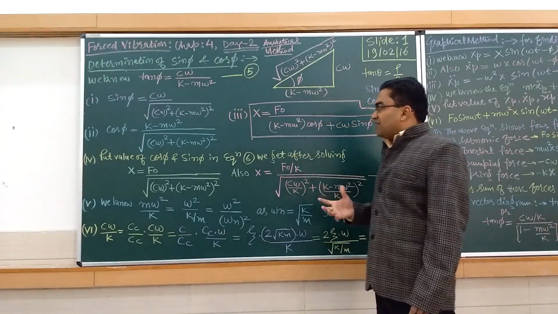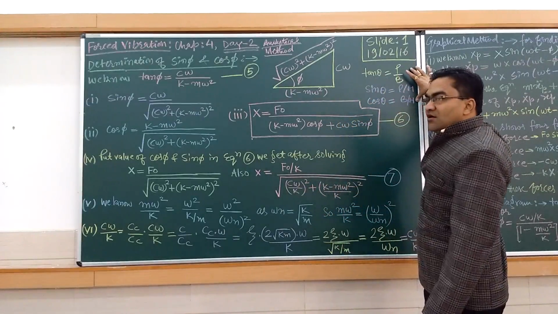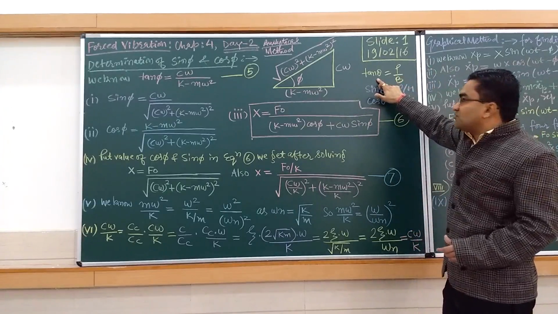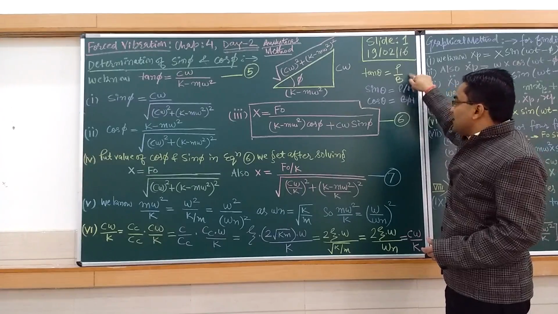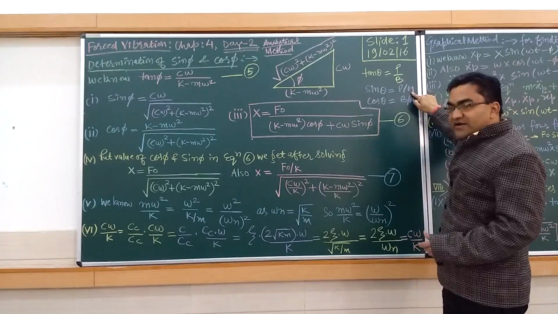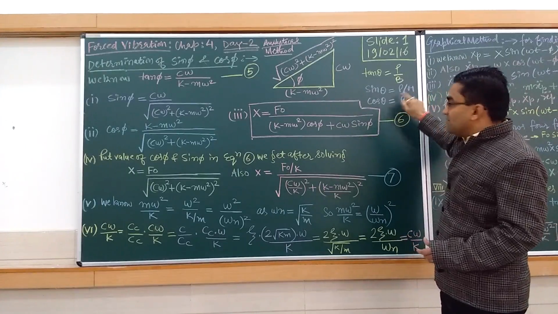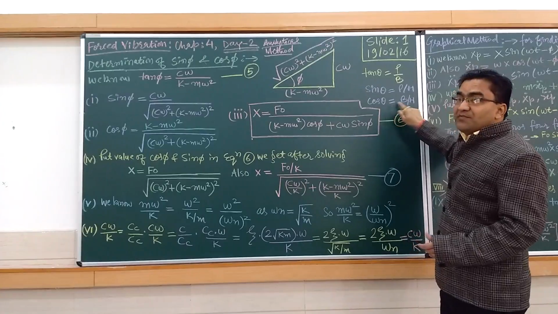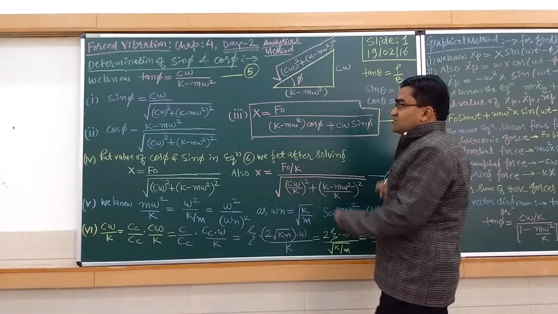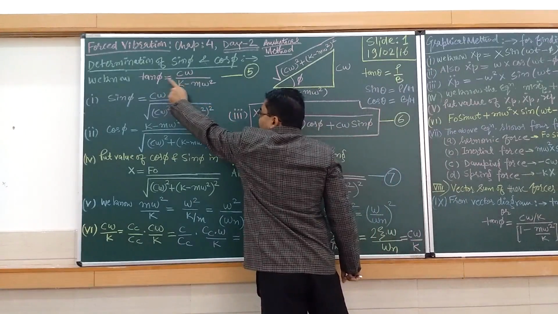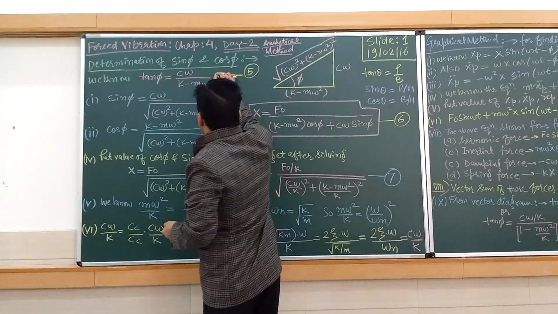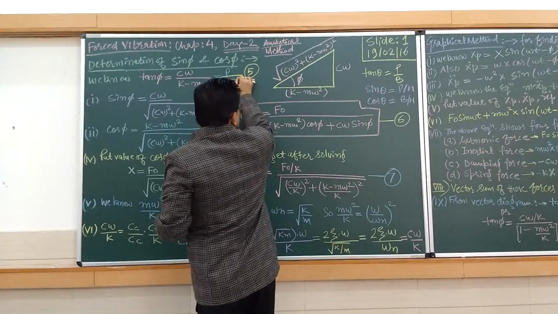For that we have to remind ourselves of the Pythagoras theorem. We know that the tangent of theta is equal to perpendicular upon base. Similarly, sin of theta is equal to perpendicular upon hypotenuse. Similarly, cos of theta is equal to base upon hypotenuse. By taking all these things into account, since we have tangent of phi equal to c omega upon k minus m omega square, may I call it p upon b.